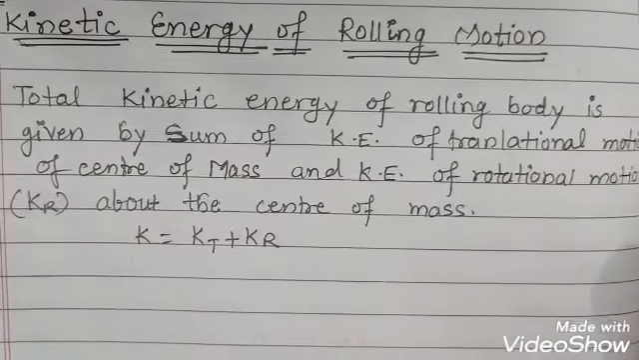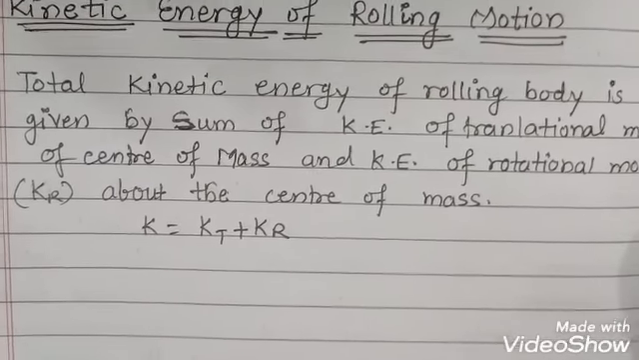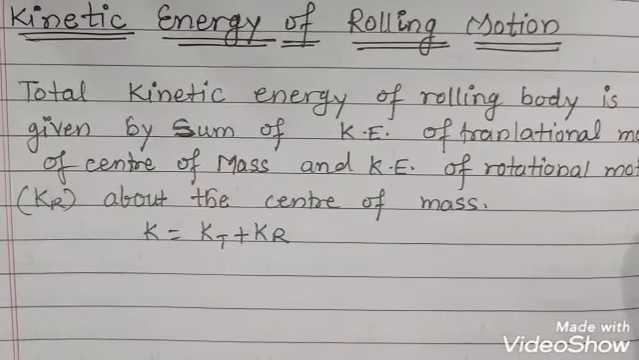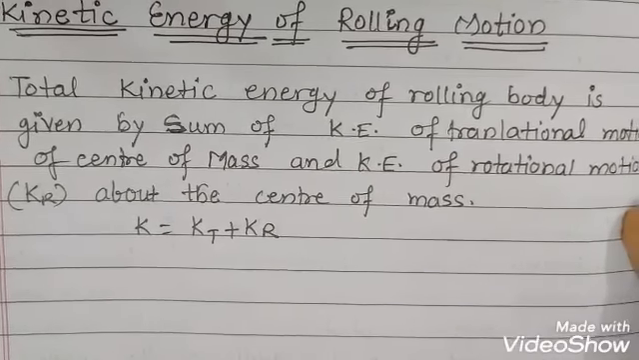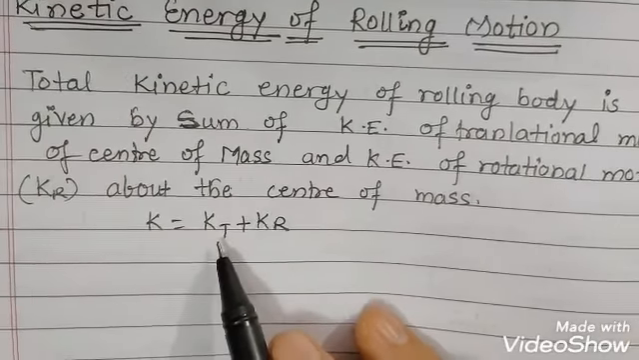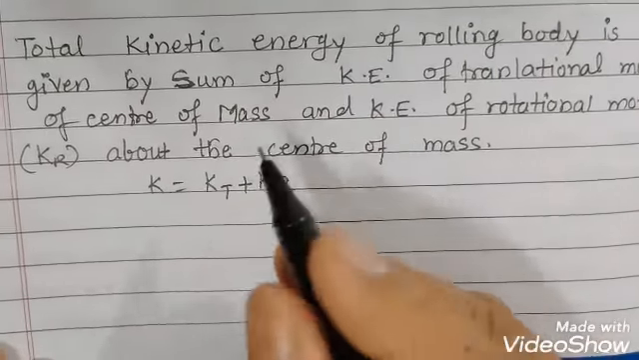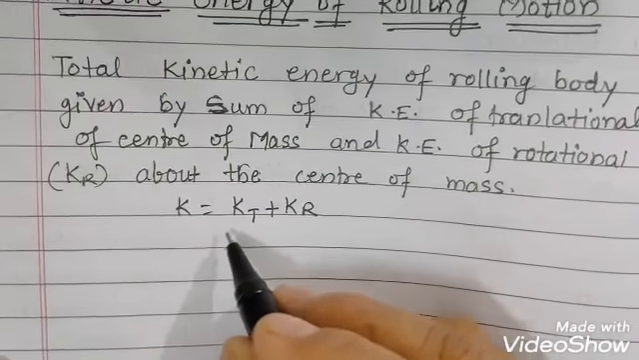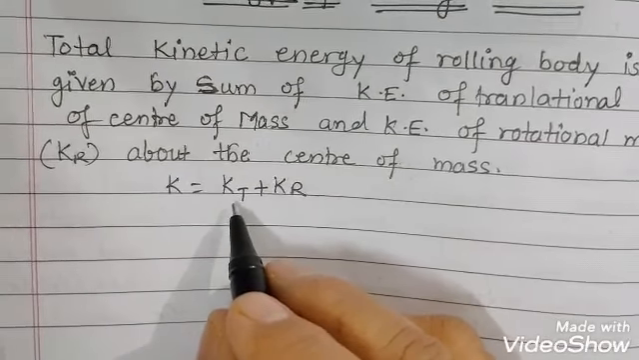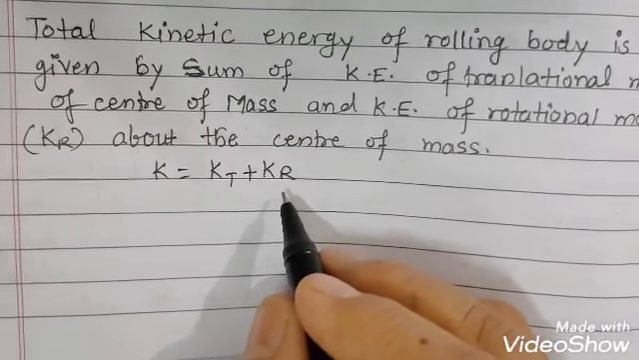Now we will see kinetic energy of rolling motion. As we know, the rolling motion is a combination of translatory motion and the rotatory motion. So the total kinetic energy of a rolling body is given by the sum of the kinetic energy of translational motion of center of mass, represented with Kt here, and the kinetic energy of rotational motion about the center of mass, that is Kr here. So the total kinetic energy is equal to Kt plus Kr, where Kt is the kinetic energy of translational motion of center of mass and Kr is the kinetic energy of rotational motion about the center of mass.